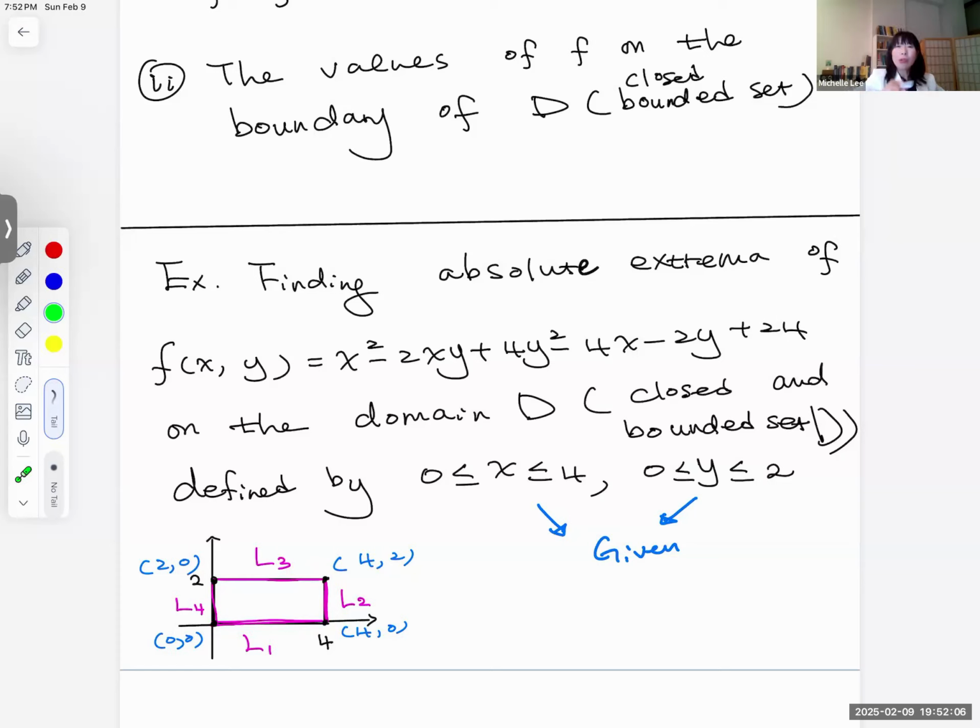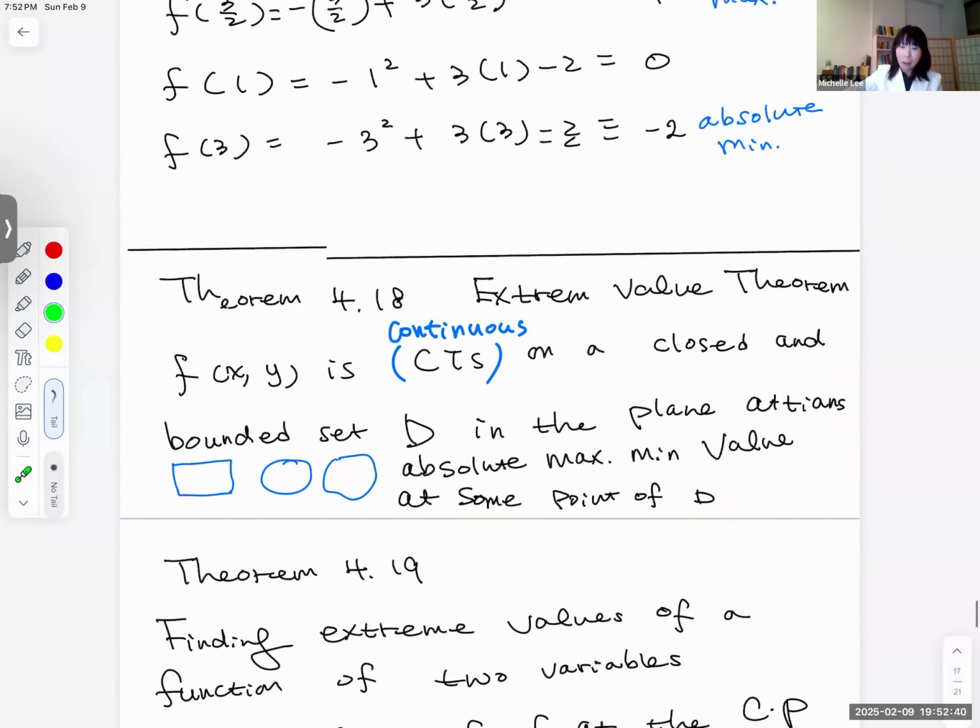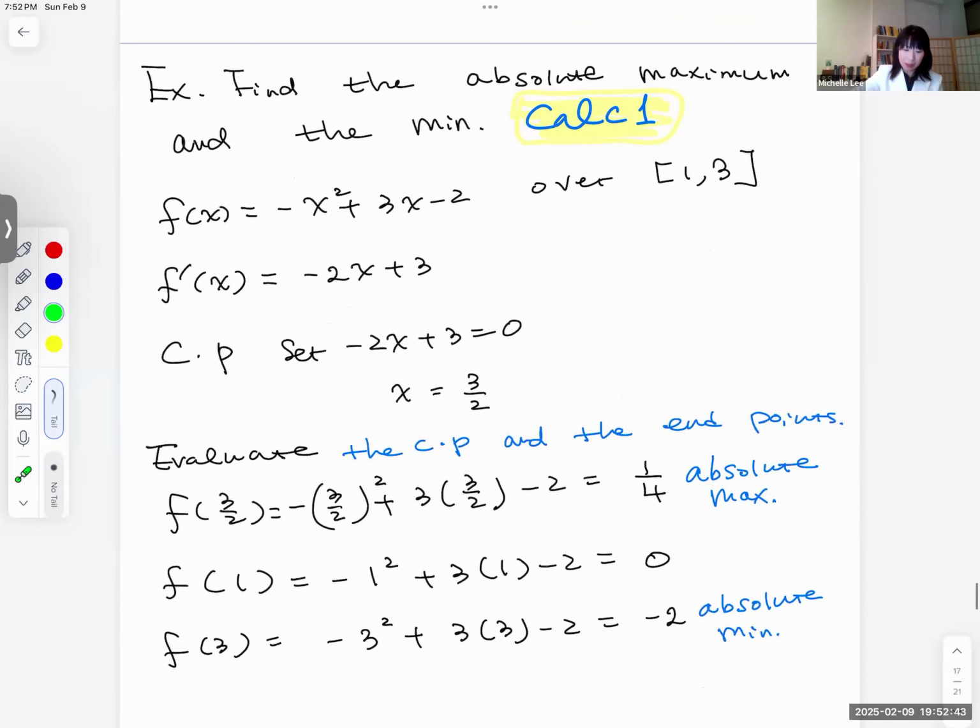Okay. Now, how do you find absolute extrema, right? So it's very similar to calculus 1. But in this case, it's a little bit complicated, yeah? Because this is a bounded set. This is not just a function itself, yeah? Okay, let's do it. It's a lot of work. It's not like this, but we follow a similar concept, okay?